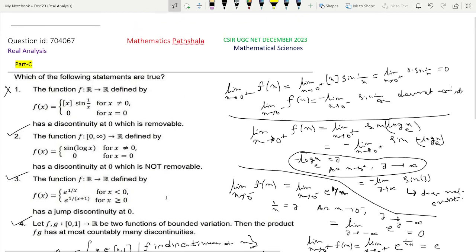So here look at the options again. Option 1 is not the correct option, and options 2, 3, 4 are the correct options. So this is the solution of this problem.